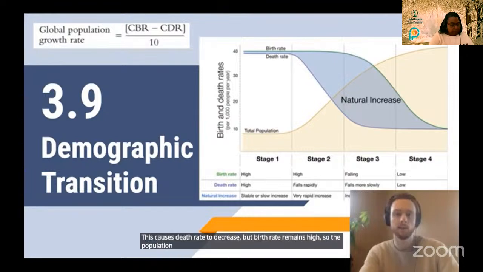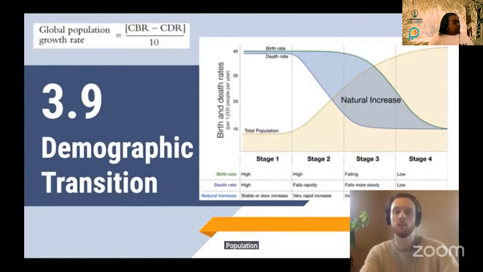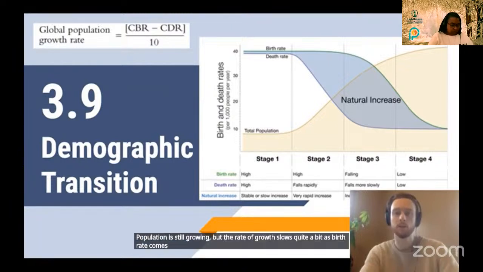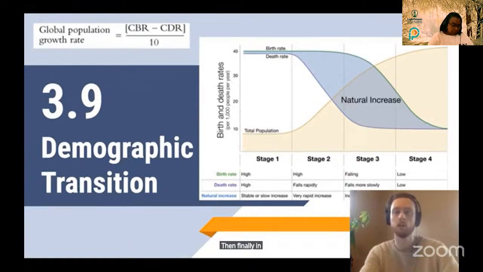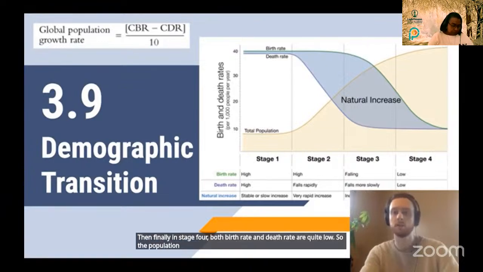Then in phase 3, the birth rate begins to fall as family income and educational and economic opportunities for women increase. Population is still growing, but the rate of growth slows quite a bit as birth rate comes closer to death rate. And then finally in stage 4, both birth rate and death rate are quite low, so the population growth slows to close to 0 and may even begin to decline.